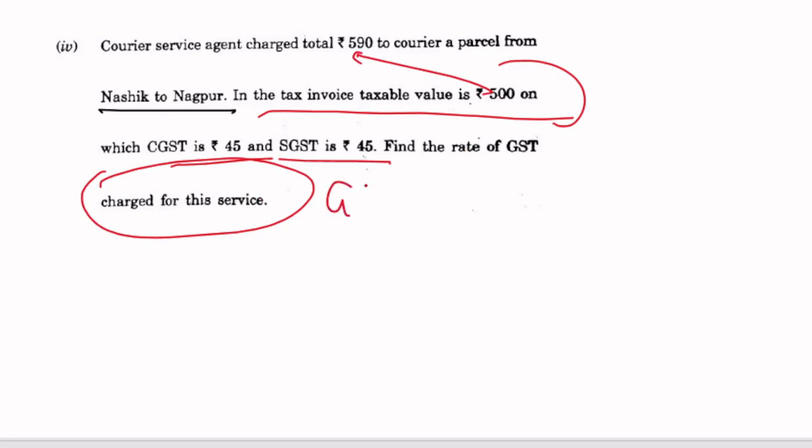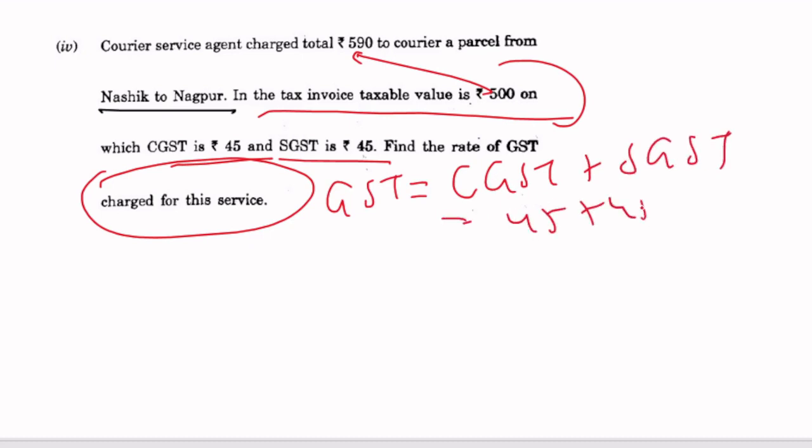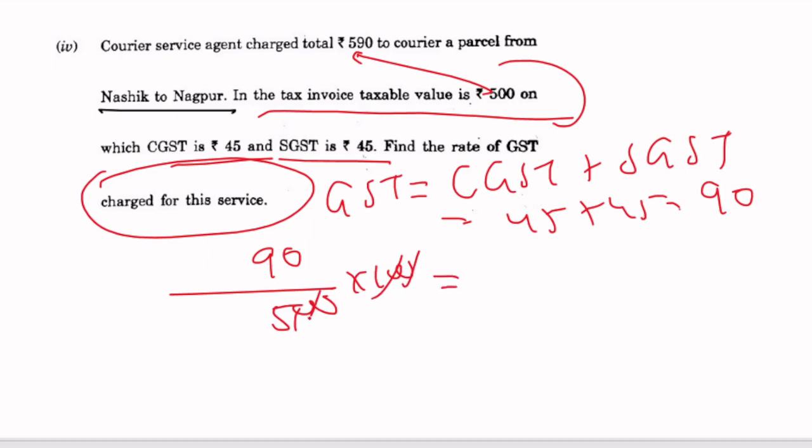In the previous lesson also I've told you GST is equal to CGST plus SGST. So here in this case 45 plus 45 equal to 90. So 90 on the taxable value. So taxable value is how much? So 90 upon 500 into 100. And what will be the rate now? 18%. Right? Simple. You got GST. Now let's move to the next question.